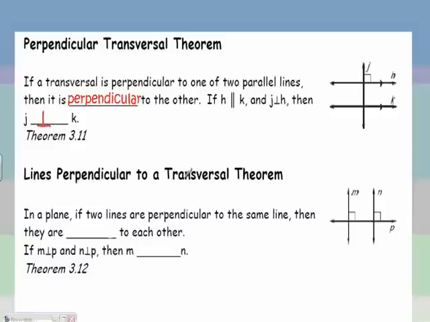And then if I have lines perpendicular to a transversal, the theorem states in a plane, and this is very important because we've already shown that if those words aren't there, then this particular theorem is not true. In a plane, if two lines are perpendicular to the same line, then they are parallel to each other. So if M is perpendicular to P and N is perpendicular to P, then M is parallel to N. Only in a plane. Those words are very important.